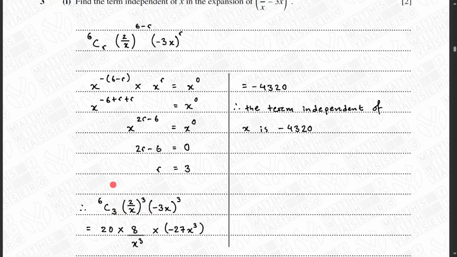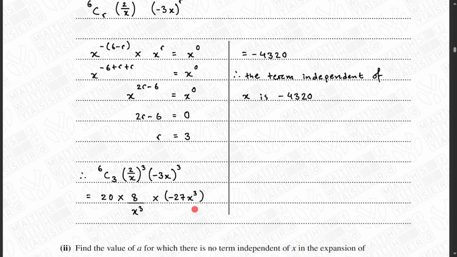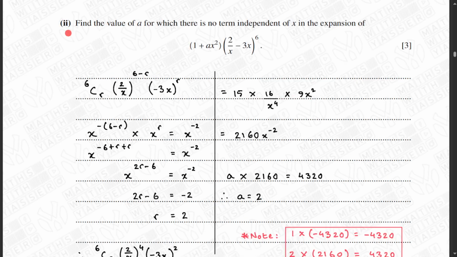So let's substitute the value 3 into this equation, and we get 6c3 times (2 over x) to the power 3 times (minus 3x) to the power 3. 6c3 will give us 20. (2 over x) to the power 3 will give us 8 over x cube, and this will become negative 27x cube. Simplifying this, we get negative 4320 because x cube and x cube will cancel out. So the term independent of x is negative 4320.